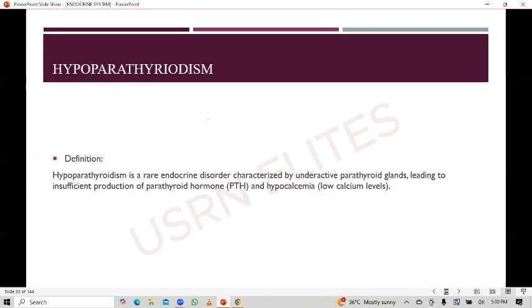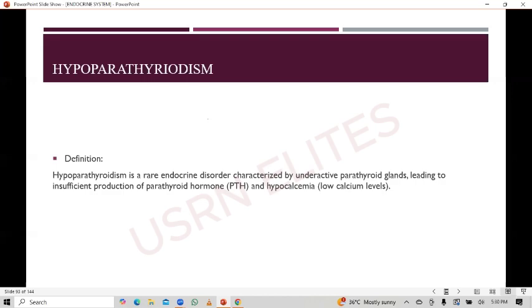Yes, another question. Yes, can you have hypercalcemia without the parathyroid hormone being affected? We have hypercalcemia.